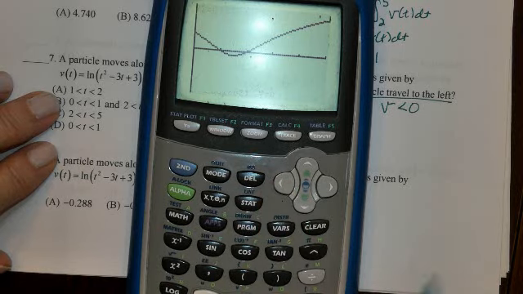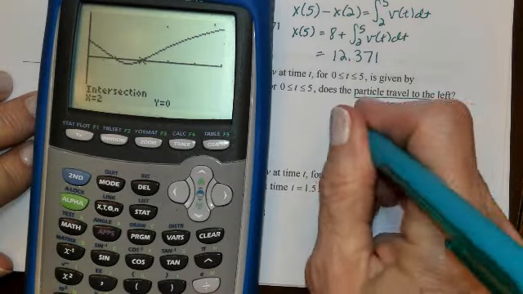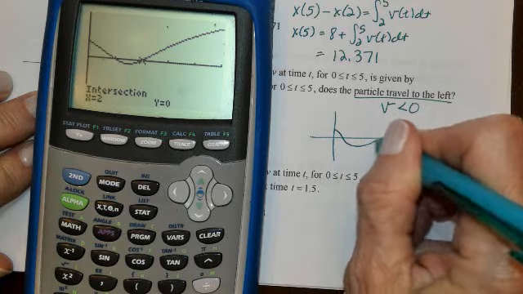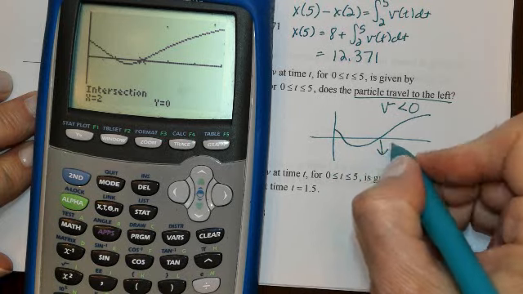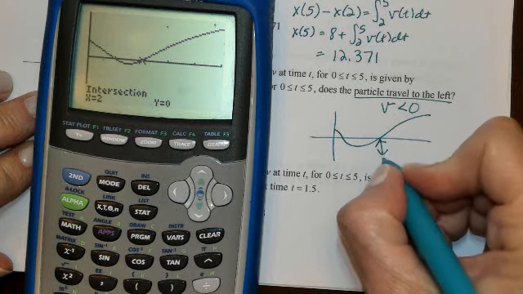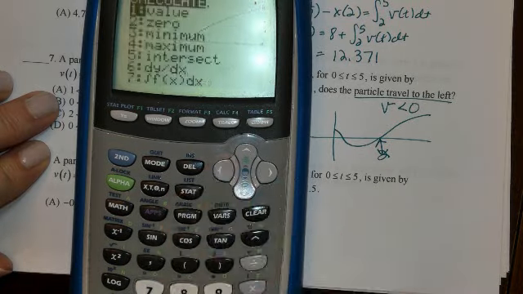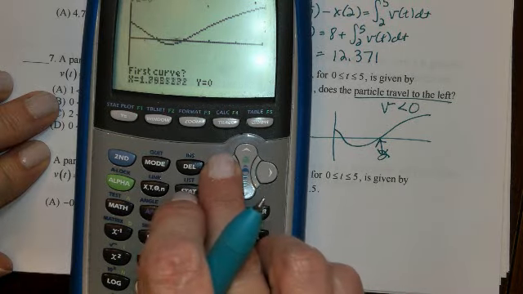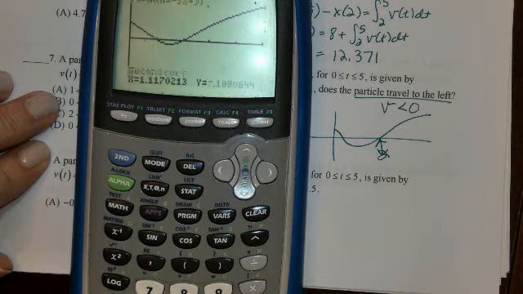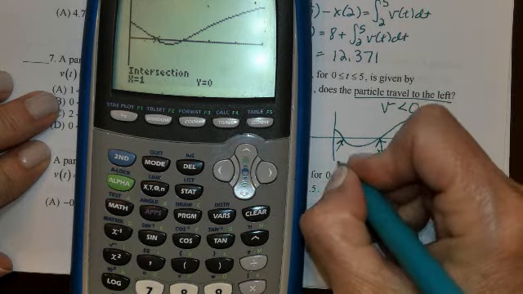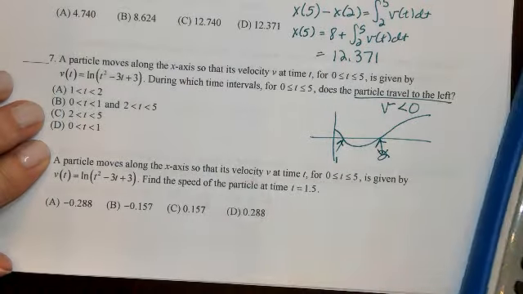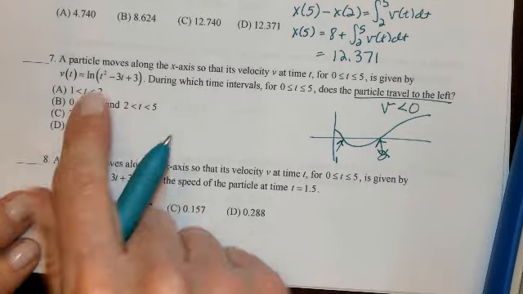Enter, enter, enter. I'll say this is 2. Okay, and the other one, second calc 5. Enter, enter, enter. Oh, that is 1. So 1 to 2.